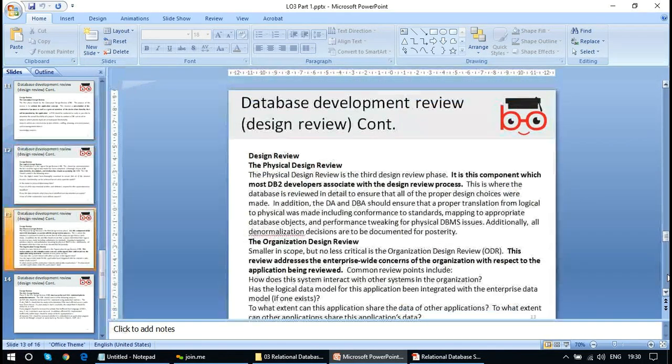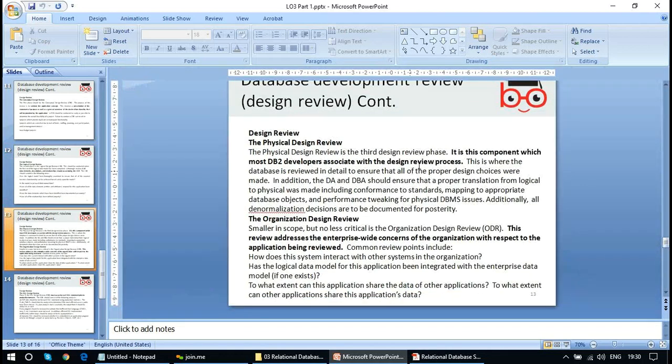Then physical review. Physical review is basically the third review. It is this component which most DB developers associate with the design review process. So still some of the developers say that the physical review is still the design.